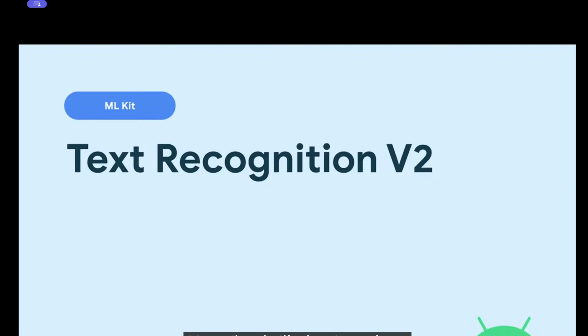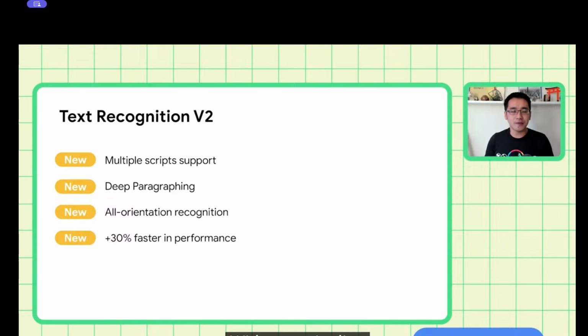Now, I'm thrilled to introduce to you Text Recognition v2 and some big improvements we've been working on. With new pipeline models baked in, Text Recognition v2 is even more powerful. It has all the features from v1 as well as several new capabilities. Support for multiple scripts beyond Latin, deep paragraphing, which provides better structural grouping across various layouts, all orientation recognition, and is more than 30% faster.